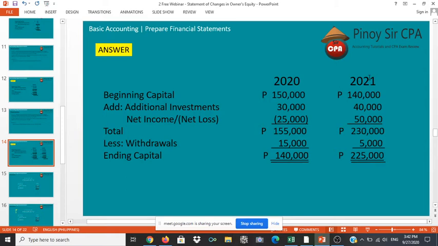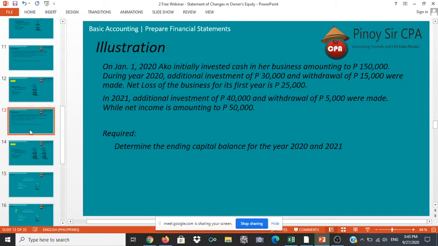Katulad ng accounts payable. Kung anong ending niya last year, yun din ang beginning niya next year. Okay? So, applicable tong sinasabi natin for permanent accounts. Okay? Yung mga balance sheet accounts. And ending capital or equity account is one of those balance sheet accounts. So, 140,000 is the ending of the previous year. Beginning balance yan ng next year. So, 140,000 plus additional investment, 40,000. Yes, additional investment for 2021, 40,000. Withdrawals, 5,000. So, tandaan lang natin.